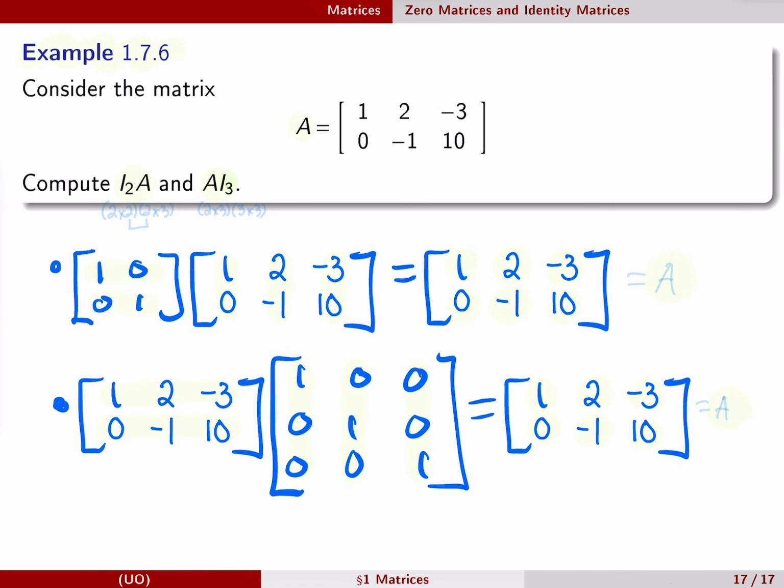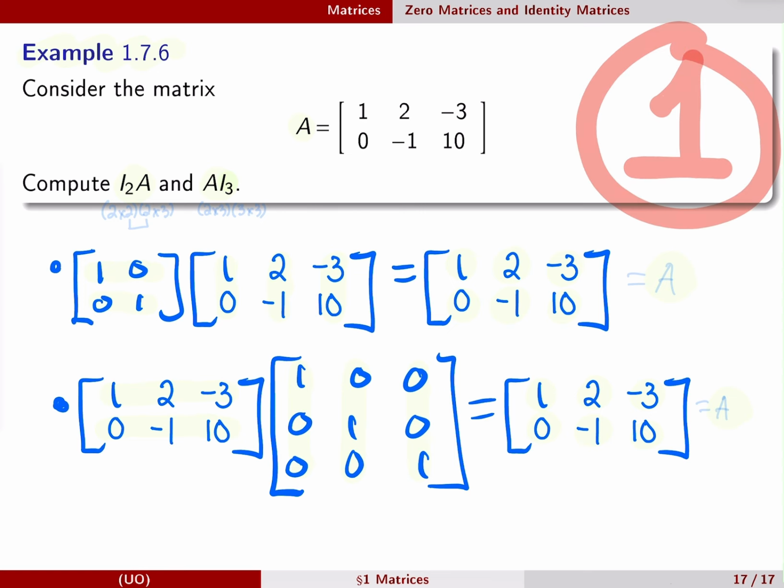All right, the next example will help us illustrate why these identity matrices are the equivalent of the number one for real numbers. In other words, when I multiply matrices by the identity matrices, I'm just going to get that matrix back. So in the next example, I have a matrix A, which is a 2 by 3, so 2 rows and three columns. And I'm going to compute I2 times A, and then I'm going to compute A times I3.